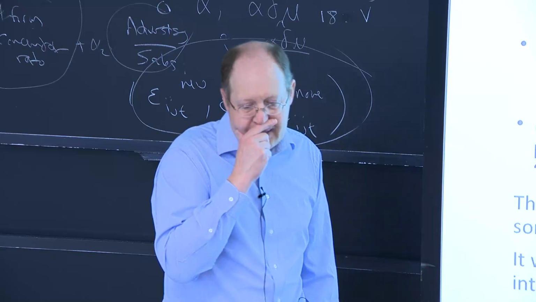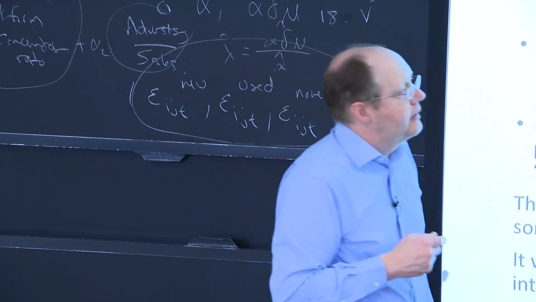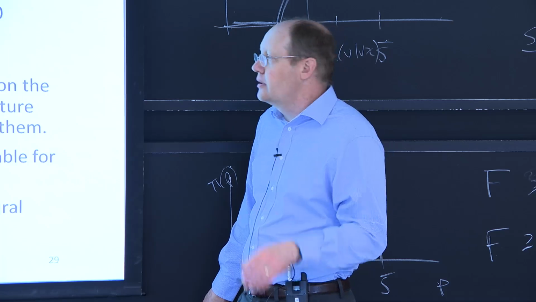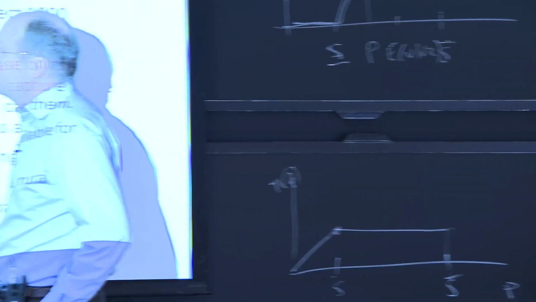Okay, so quantifying media slant. This was really one of the first papers to use, you wouldn't even these days call them machine learning techniques, but automated text processing as a way to get data. And so what they're trying to do is they're trying to figure out, is a newspaper right skewed or is a newspaper left skewed? How do you make a newspaper skewed one way or the other? Well, one thing you do is just with the words you use.